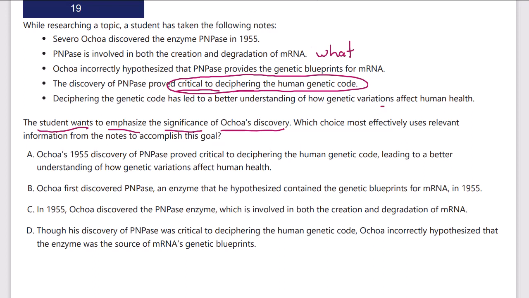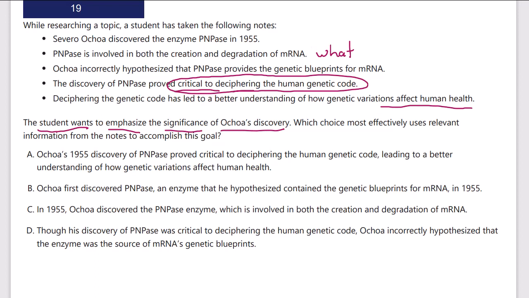So, okay, that's why the genetic code is important, but the importance of his discovery is that it helped decipher the genetic code. And the reason for that, in turn, is that it affects our understanding of human health. So let's take a look. Which answer choice pulls this together?